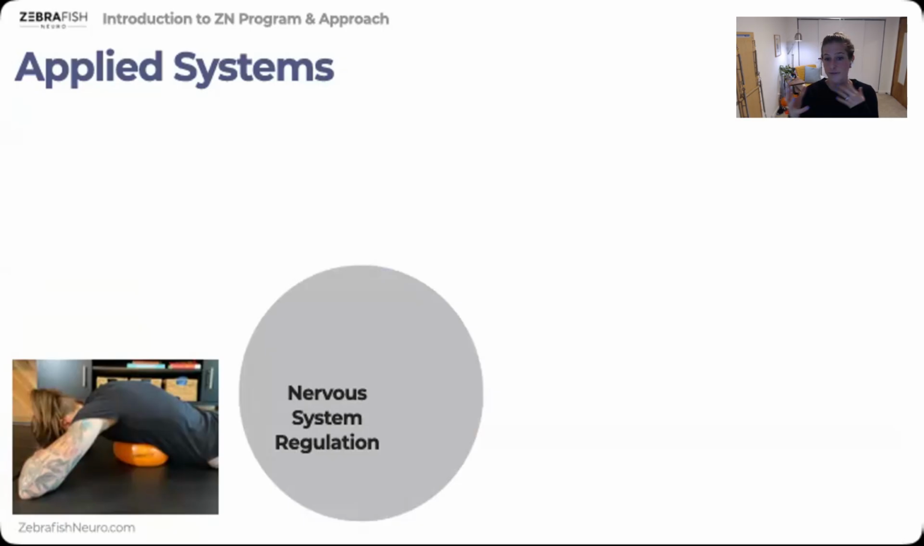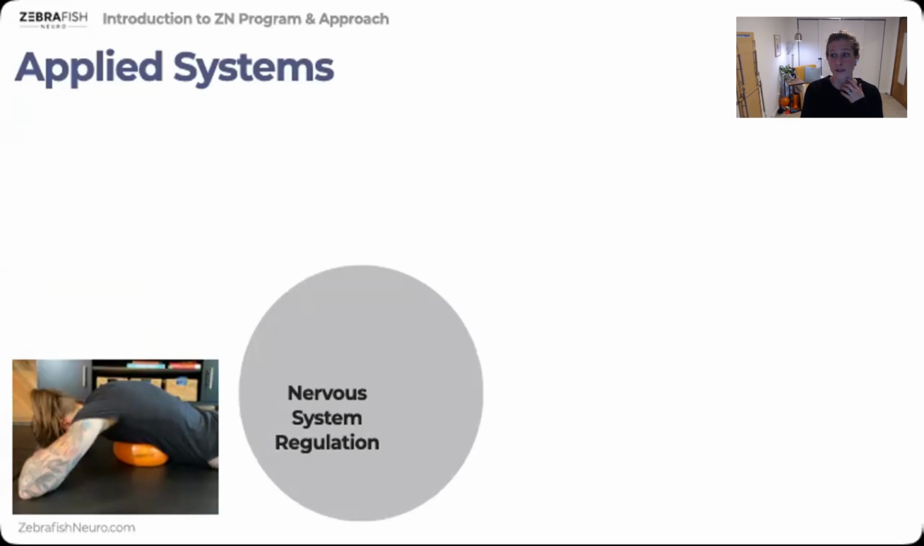They are essentially, if the framework is sort of posed as why exercises are done, like what's the intention, then the applied systems are essentially how they were done. Like, what does it look like? How does it manifest? And so I do it through these 5 systems.